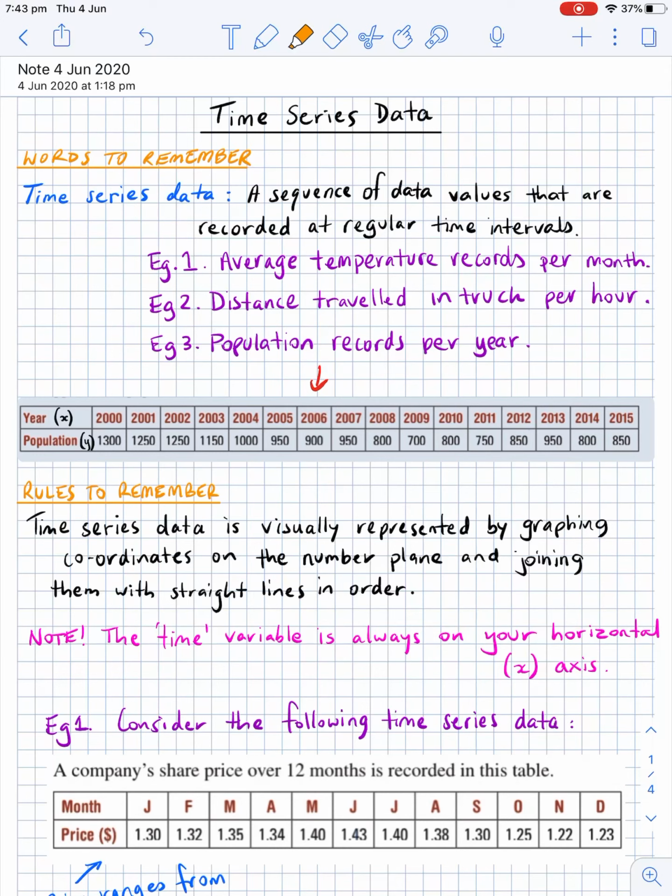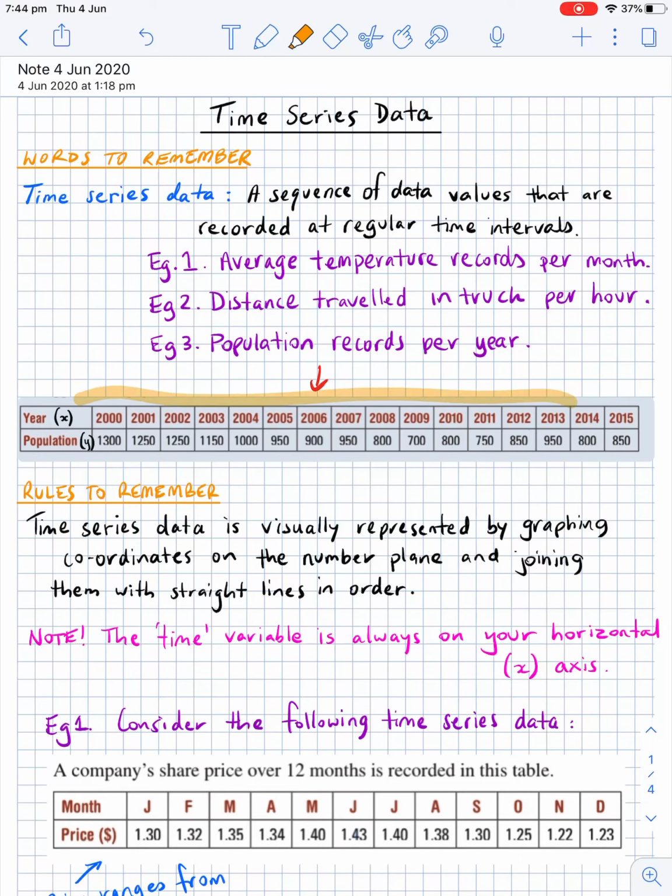So for example, you may measure the average temperature records per month. So our regular time interval here is every single month. You record the average temperature for the entire month. Next one could be, say, the distance travelled in a truck per hour. Truck companies may record how far the truck you're driving is going every single hour. Another one could be the population recorded every single year. So each one of these is being done on a regular time interval.